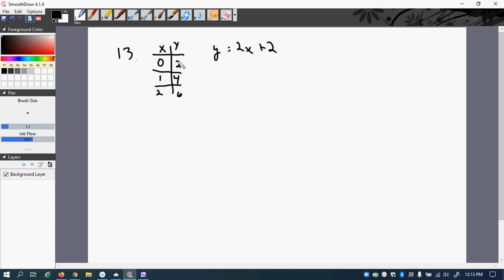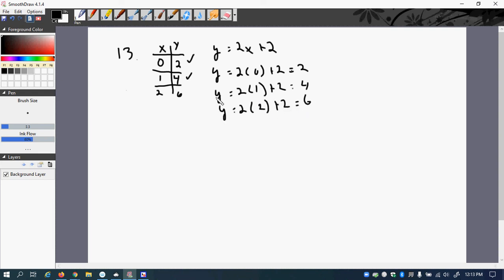So I'm going to go ahead and put in each of the x values. So y equal to 2 times 0 plus 2, which gives me 2. So that worked. And then y equal to 2 times 1 plus 2 gives me 4. So that one worked. And y equal to 2 times 2 plus 2 equal to 6. And that one worked. So in this case, this particular equation models the data exactly.